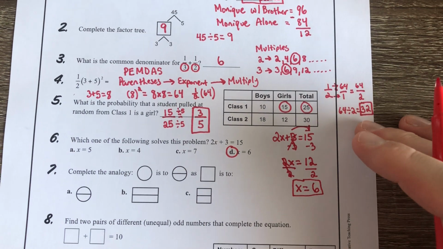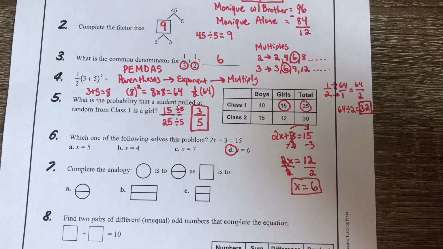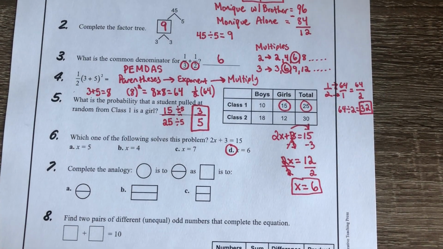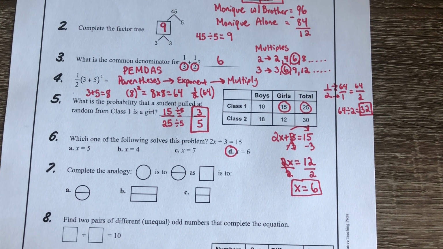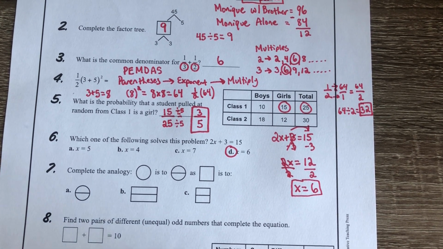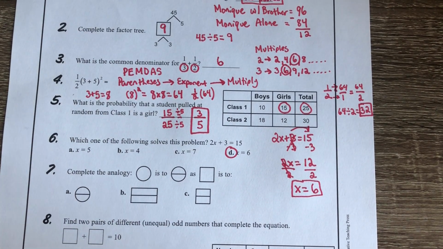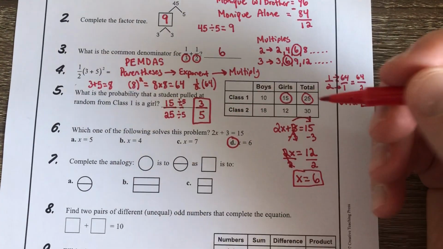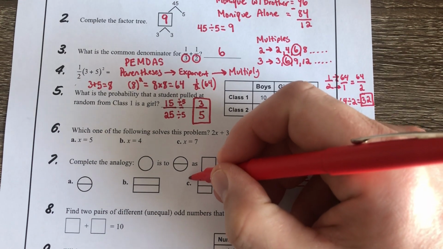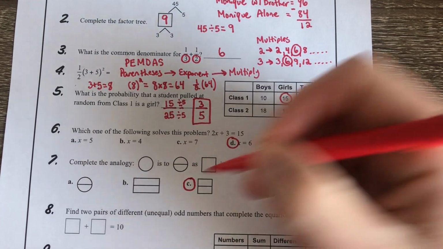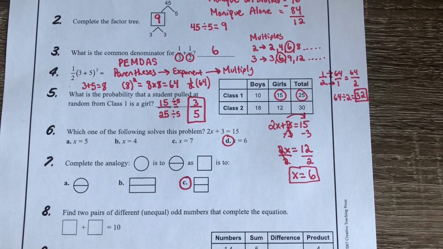All right, number 7 says complete the analogy. So a circle is to a circle with a line through it as a square is to, well, using that same analogy, you would say a square with a line through it. Well, which one shows a square with a line through it? That would be answer C.